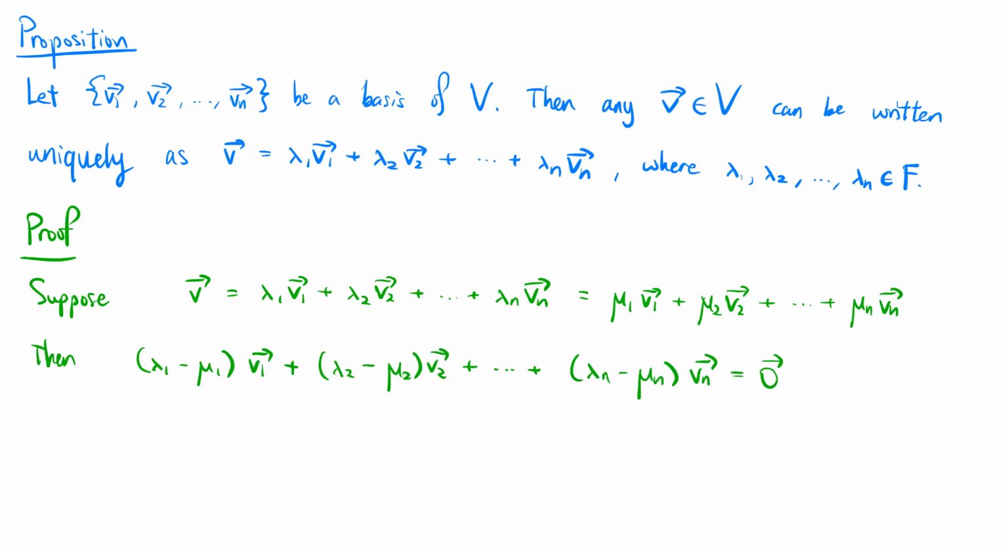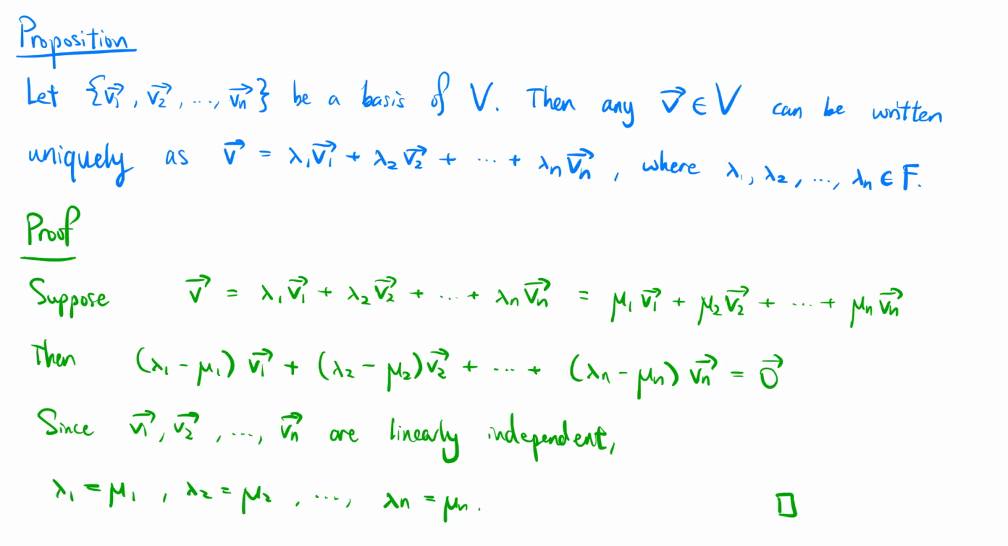Then, (λ1 − μ1)v1 + (λ2 − μ2)v2 + ... + (λn − μn)vn = 0, the zero vector. Since v1, v2, up to vn are linearly independent, all the coefficients must be 0. In other words, λ1 = μ1, λ2 = μ2, up to λn = μn, which completes the proof.